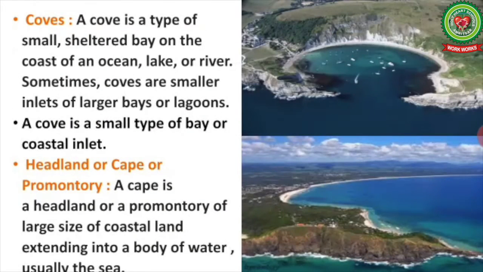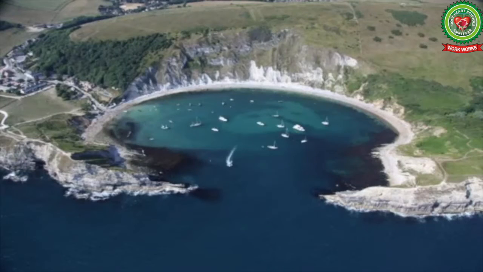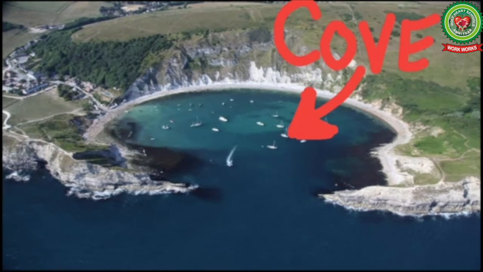Coves. A cove is a type of small sheltered bay on the coast of an ocean, lake or river. Sometimes coves are smaller inlets of larger bays or lagoons. A cove is a small type of bay or coastal inlet.